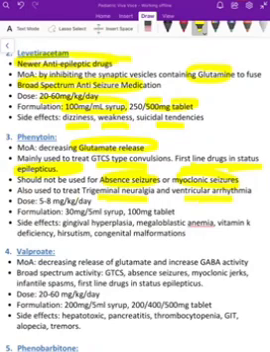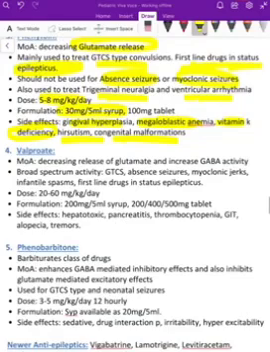Dosage of phenytoin is 5 to 8 mg per kg per day. How is it available? It is available as 30 mg per 5 ml syrup. Side effects will be gingival hyperplasia, megaloblastic anemia, vitamin K deficiency, hirsutism, congenital malformations. We are aware of all these things.